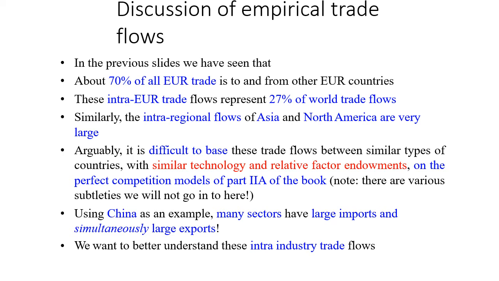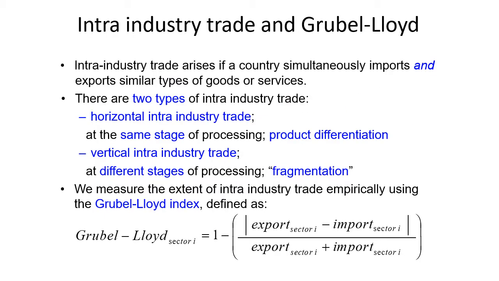And we just used China to show many sectors, and we've also shown that there are large imports and simultaneously large exports for China. So what we're going to try to do is better understand these intra-industry trade flows, but not from a perfect competition point of view. Finally, we're going to try to define intra-industry trade and look at the Grubel-Lloyd index.